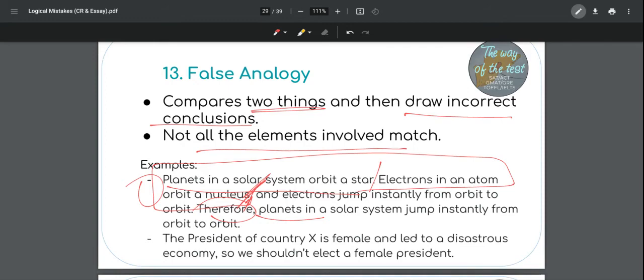Okay, just that whatever else I add is going to be the incorrect thing. So the second one: the president of country X is female and led to a disastrous economy, so we shouldn't elect a female president. Again, this is kind of a case of generalization, right? It doesn't mean that we shouldn't elect a female president because, yes, all they have in common is being a female president, but we don't know anything else. We don't know their politics. We don't know their economic stance. We have no other information. So again, the analogy stops there.